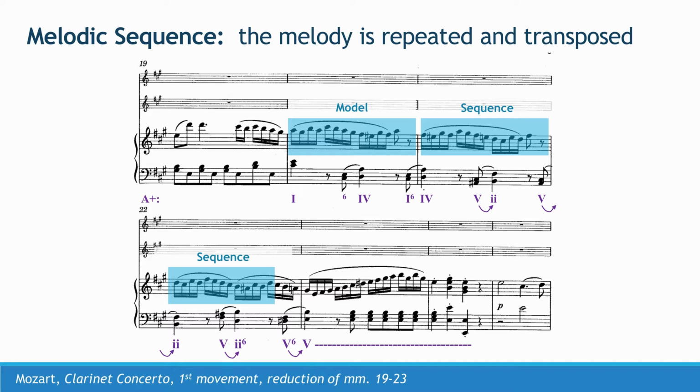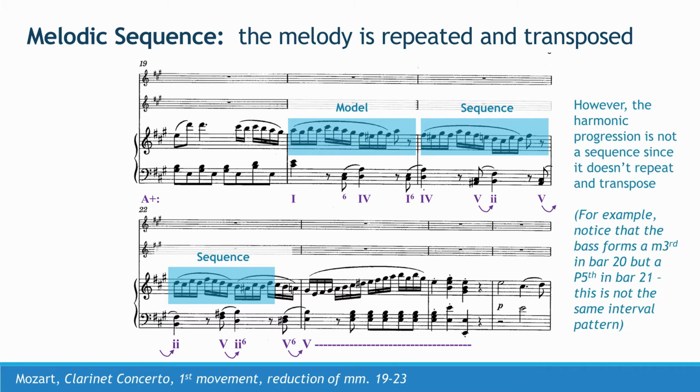It's not the same kind of sequence that you looked at last year. The harmonic progression is not a sequence since it doesn't repeat and transpose. So for example, if you're taking a look at bar 20, you can see that the first interval in the bass is a third. But if you compare that to the analogous location in the first sequence repetition, that interval is actually a fifth on the downbeat of bar 21. And so that's a difference in the pattern.